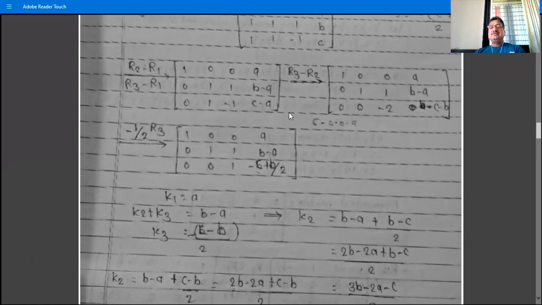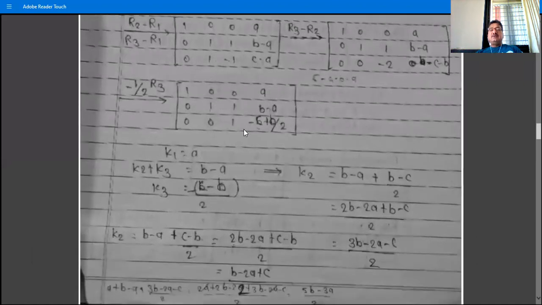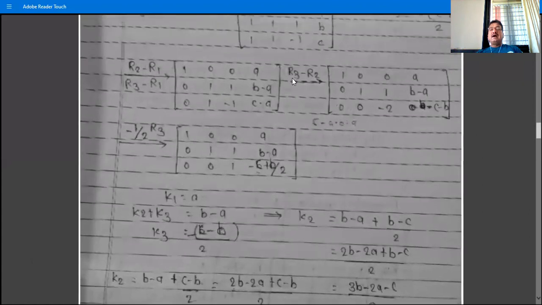So R3 is what? C minus A minus B plus A. So C minus B, right? The C minus B as the element. It is not minus C plus B. It is C minus B. So R3 minus R2: C minus A minus B plus A. Minus A plus A get cancelled. So right here, C minus B.